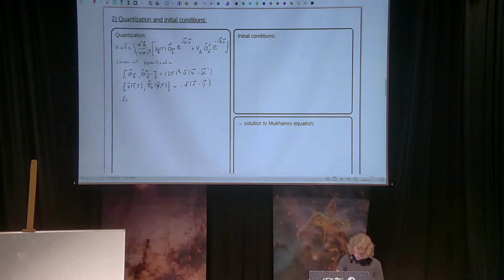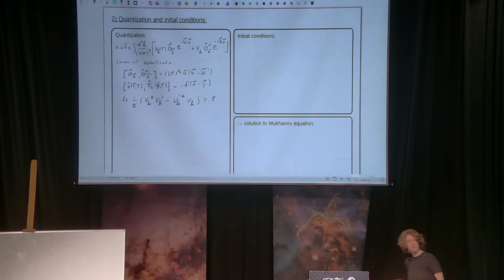So you get that i h-bar is v_k star v_k prime minus v_k prime star v_k equals 1. So this is the relation that the Fourier coefficients need to satisfy in order. So I skipped two or three lines there, right?